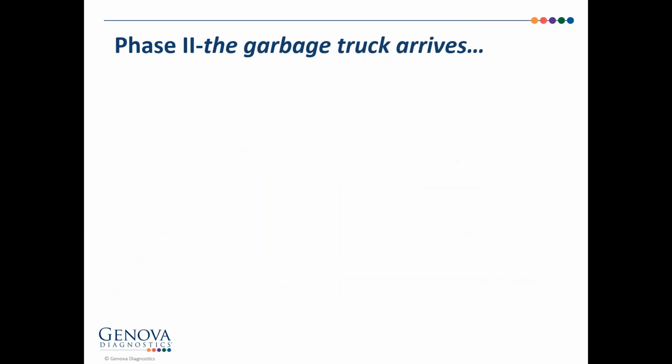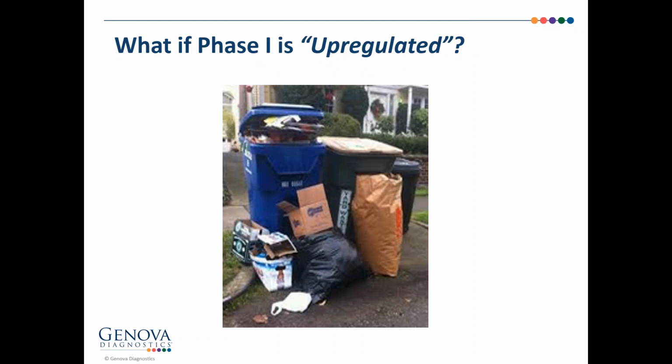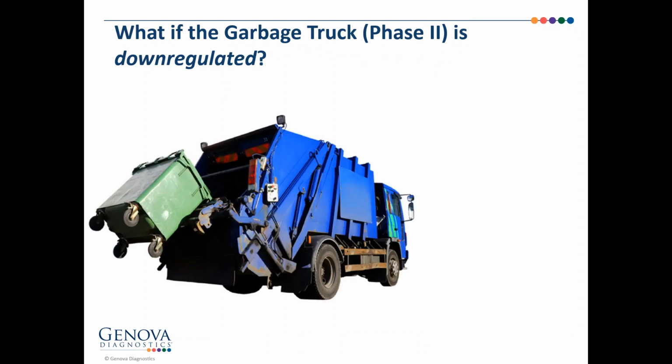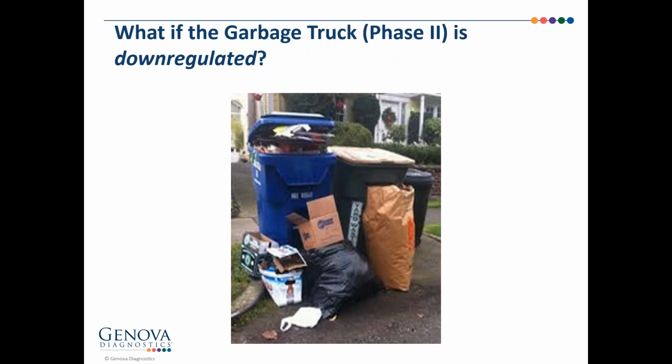So now, what if phase 1 is upregulated? What if you have a SNP in those enzymes? What if there's a problem with one of those SNPs? It becomes upregulated. You got a lot more trash ending up on the corner. What if phase 2, the enzyme is downregulated and the garbage truck goes really slow? You get a lot of trash hanging out.